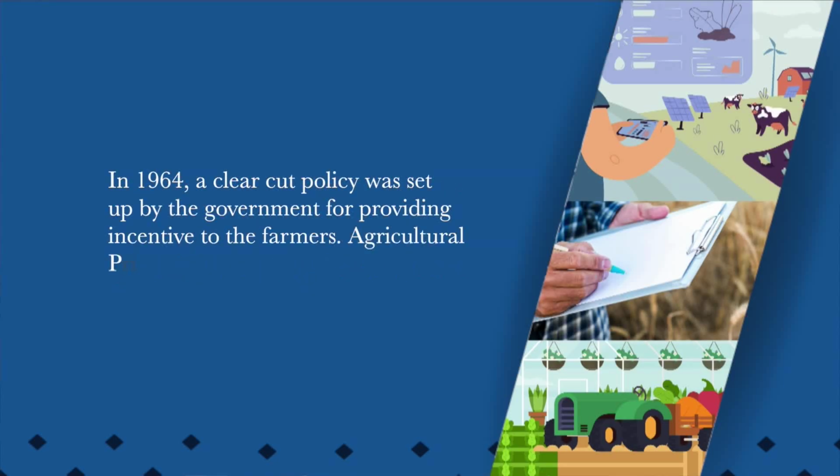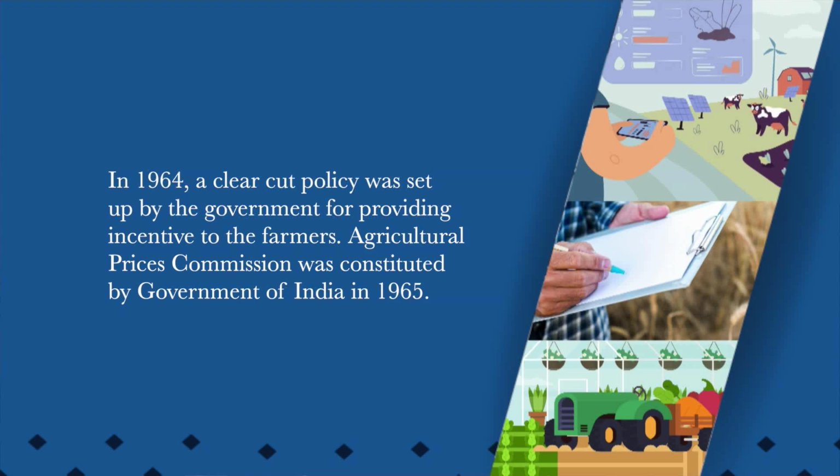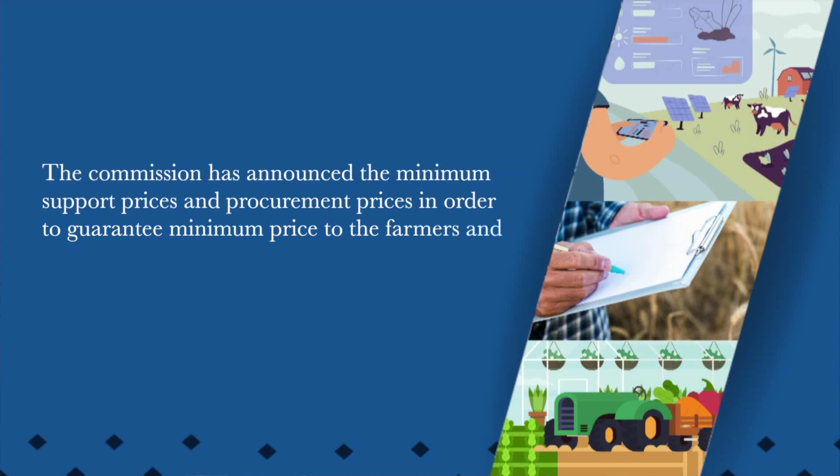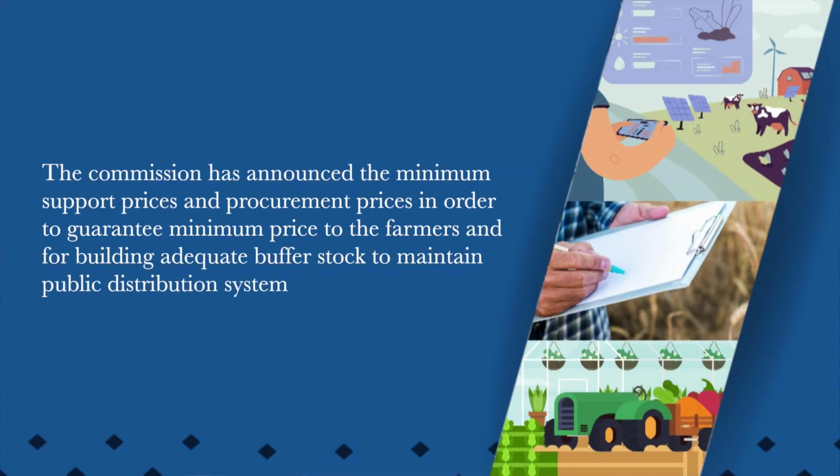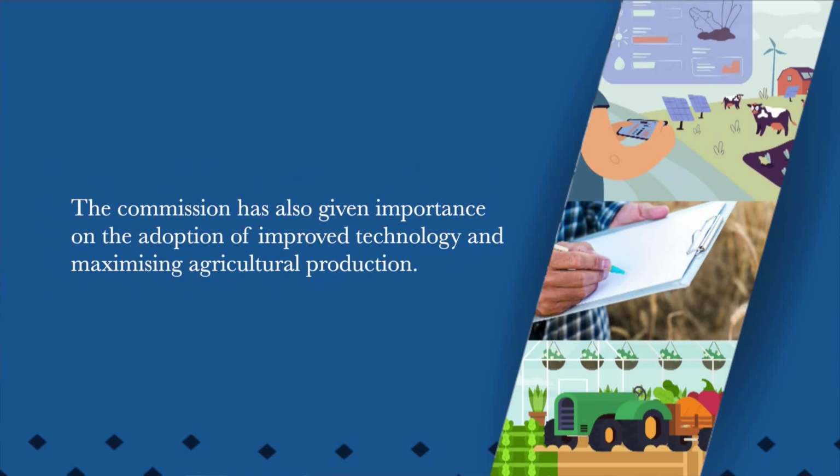So in 1964, a clear-cut policy was set up by the government for providing incentives to the farmers. In that process, the Agricultural Prices Commission was constituted by the Government of India in 1965. Accordingly, the commission announced minimum support prices and procurement prices in order to guarantee a minimum price to the farmers and to build adequate buffer stocks to maintain the public distribution system. The commission also gave importance to the adoption of improved technology and maximizing agricultural production.